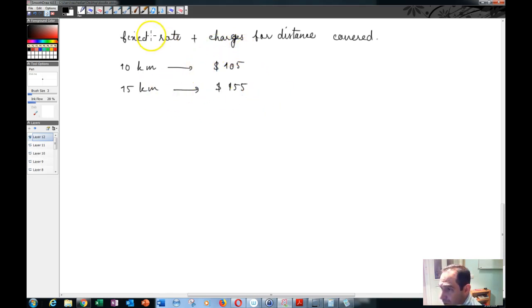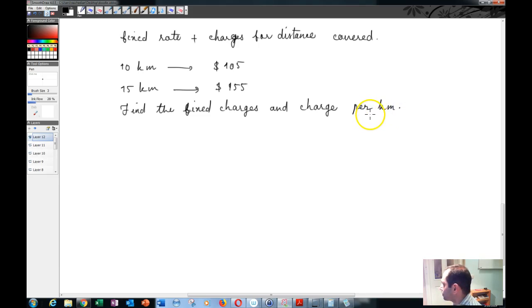So now you want to find the fixed charges and the charge per kilometer. And also you want to know how much you would have to pay if you travel a distance of 25 kilometers. Okay, so now let's see how we can solve this problem.